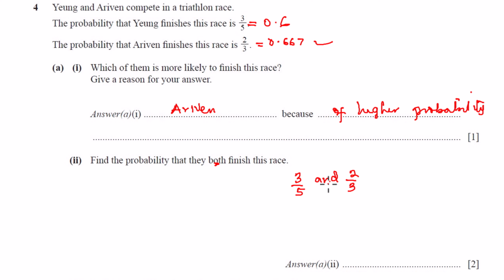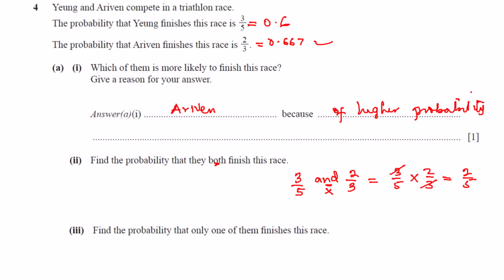So for both of them, we are using an "and" in probability, and simply means multiplication. So we say this is 3 over 5 times 2 over 3. So the probability of both of them finishing the race is 2 over 5. Or it could have been 6 over 15, which is still the same thing as 2 over 5. Or any equivalent fraction to this. Okay, let's move on to the third question.